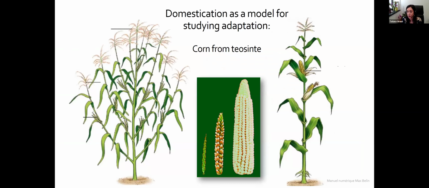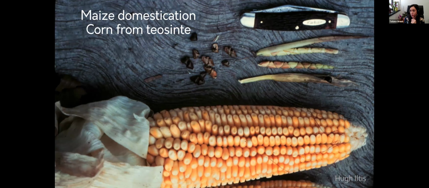Plants have been studied a lot for domestication. We selected teosinte, the ancestor of maize, to make corn, increasing yield and the size of the stalk and the shape of the plant. You can see here the picture of the ancestor of the corn and the corn, with drastic changes. That's adaptation: a drastic change within a population.